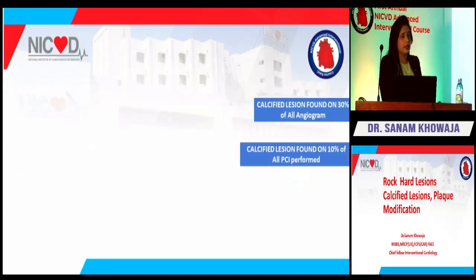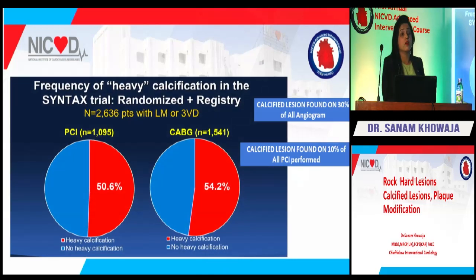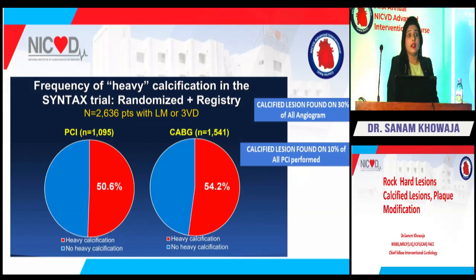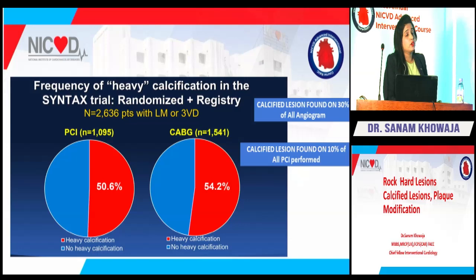So how frequent are calcified lesions? In our daily practice, we very much underestimate coronary calcified lesions. Calcified coronary lesions are found in 30% of all the angiograms we do, and 10% of all the PCIs which we perform. The biggest data we have till today is from the SYNTAX trial, which looked at complex patients, and that tells us that around 50% of the patients you are doing PCI on, and around 54% of the patients, actually had a severely calcified lesion.